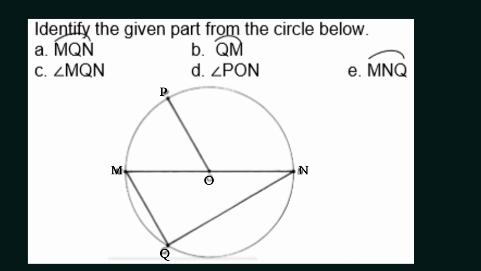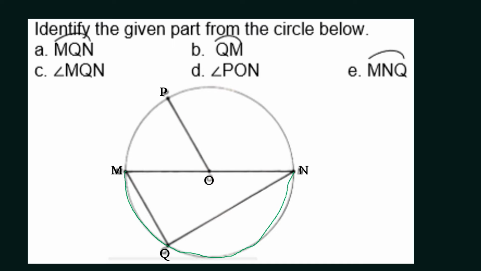Identify the given part from the circle below. Letter A. So, meron tayong symbol dyan. So, dapat alam niya agad pag nakita yung symbol na yan. Ang symbol na yan ay arc. Diba? So, meron lang tatlong klase ng arc. Identify muna natin sa figure na saan C, arc MQN. And then, sabihin natin mamaya kung anong klaseng arc siya. So, mula kay M, dadaan daw kay Q, papunta kay N.